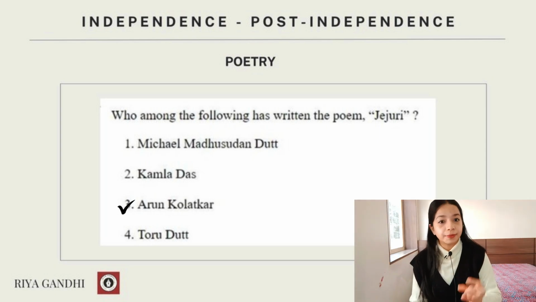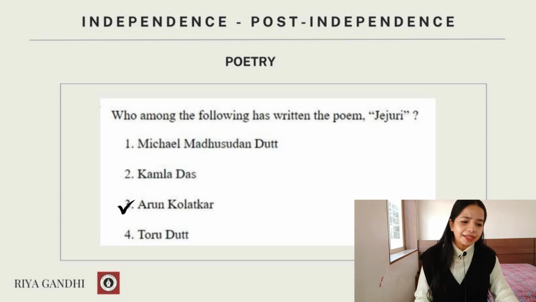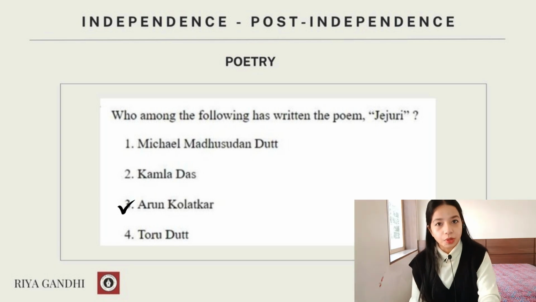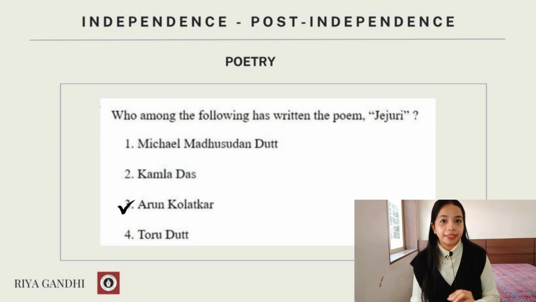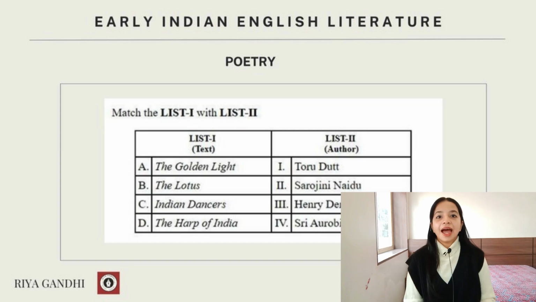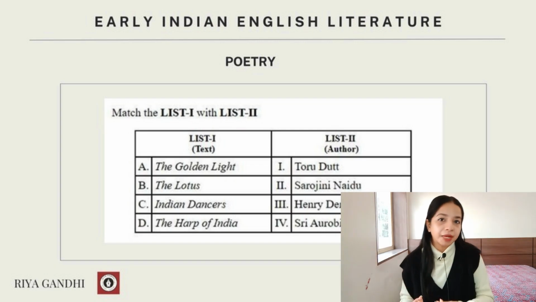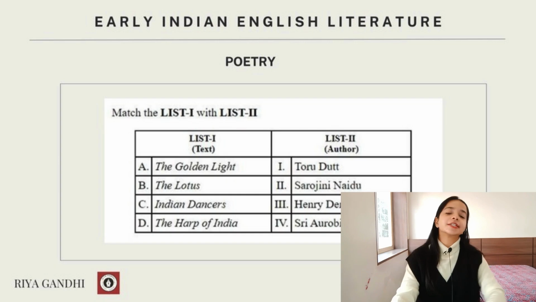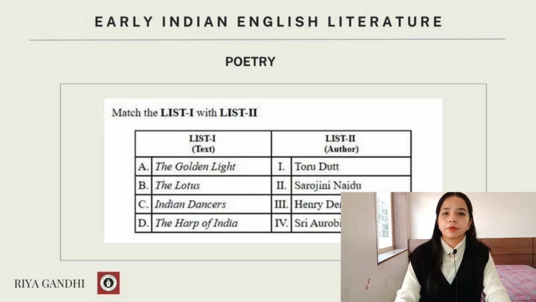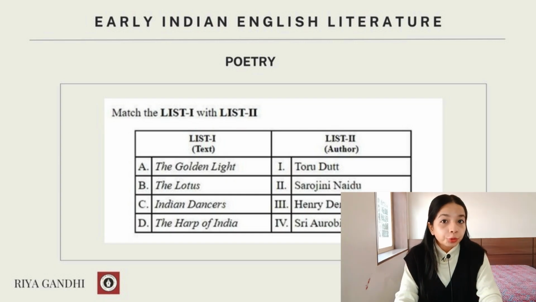Jejuri is his most famous poem, and it basically consists of a sequence of 31 poems, and it was published later in book form in 1976. So make sure that you understand these writers and their poems as well. But there's also another thing that you have to remember when it comes to poetry. And that is that apart from the independence and the post-independence Indian English literature, the early Indian English poetry is also very, very important. That is the poetry by Michael Madhusudan Dutt, Toru Dutt, Sarojini Naidu, and also the poetry written by Sri Aurobindo. All of these are very, very important.